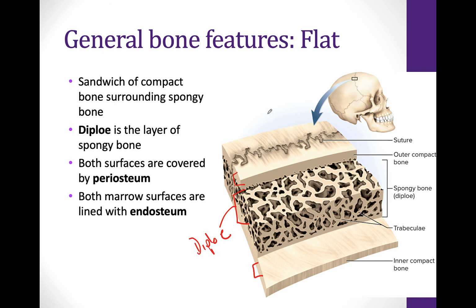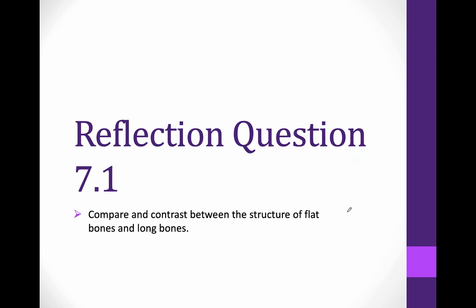Both outer surfaces are covered in periosteum. So there's periosteum on the outside there, and then periosteum on the outside of this side. The inside of the medullary cavity, so right here and right here, is where the endosteum lining is. So compare and contrast as many structures as you can of flat and long bones.